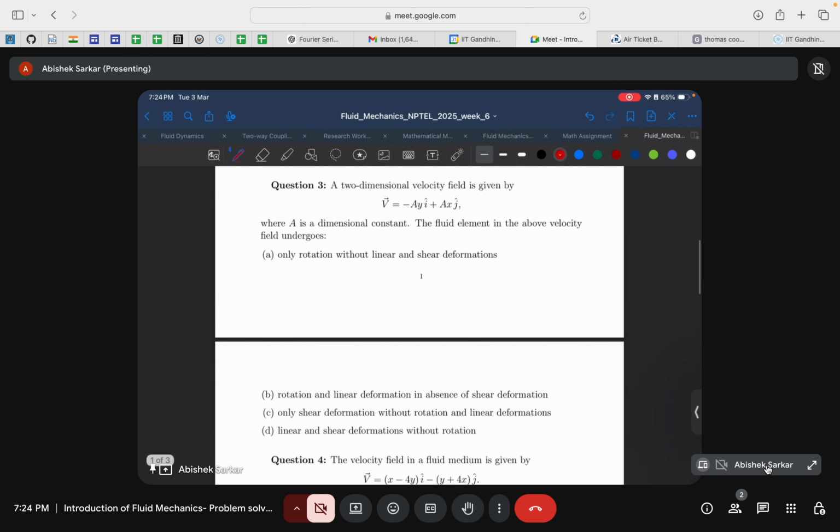So a two-dimensional velocity field is given by minus ay i cap plus ax j cap, where a is a dimensional constant. The field element in the above velocity undergoes: okay, these are the options. Only rotation without linear and shear deformations; rotation and linear deformation in absence of shear deformation; only shear deformation without rotation and linear deformations; and linear and shear deformations without rotation.